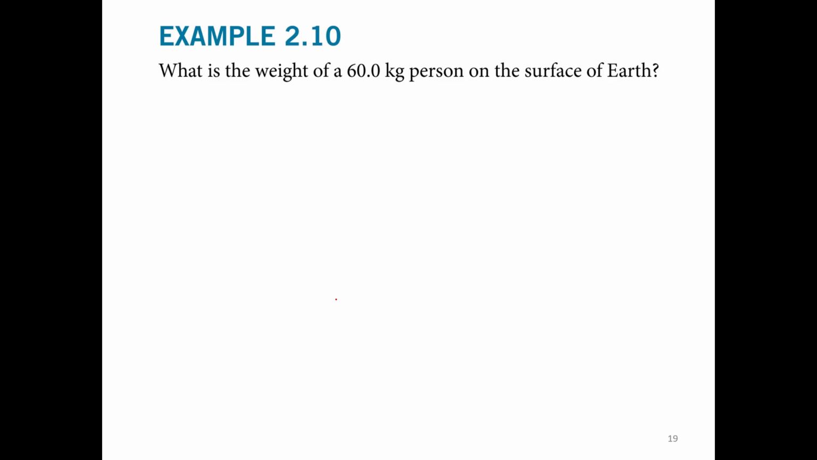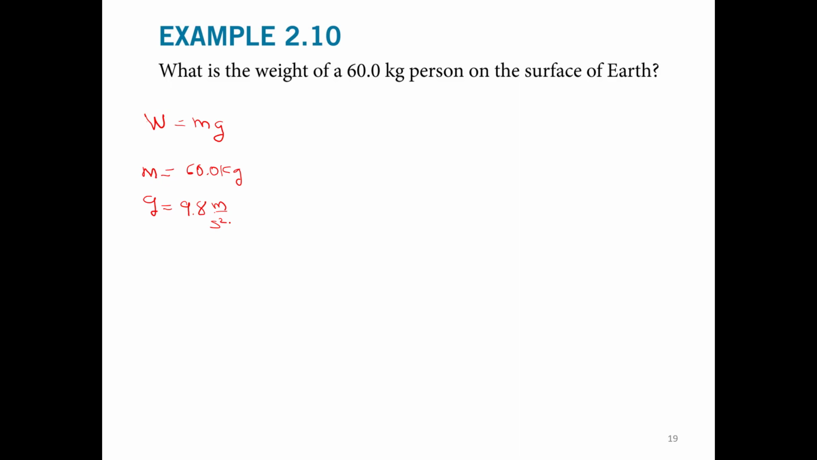Then let's try this problem. We want to calculate what is the weight of a 60 kilogram person on the surface of Earth. Now we know weight equals mass times g value. Then the mass will be 60 kilograms and the g value is 9.8 meters per second squared.